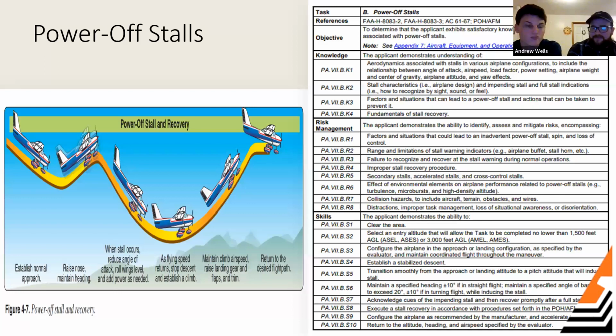Maintain your heading, straight flight, specified angle of bank, not to exceed 20 degrees. So once the full stall occurs, like you said, full power. Yep. Flaps up to 20 right away. And you want to get established in a climb. Yes, you want to get that positive rate as soon as possible.